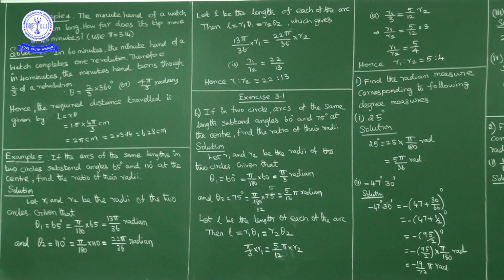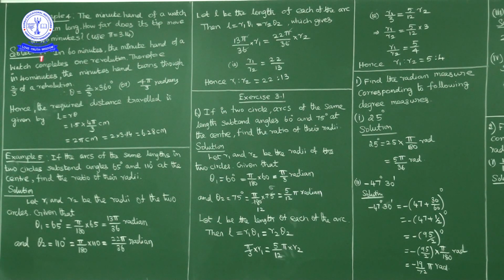Given that minute hand of a watch is 1.5 centimeter long, radius is 1.5 centimeter, how far does its tip move in 40 minutes? In 60 minutes, minute hand makes one complete revolution. In 40 minutes means it is 2/3 of a revolution. So 60 minutes is equal to 360 degrees. So 40 minutes is equal to 2/3 of 360 degrees. We write in terms of radians, theta is equal to 4 pi upon 3 radians. So required distance travelled is L is equal to r theta formula.